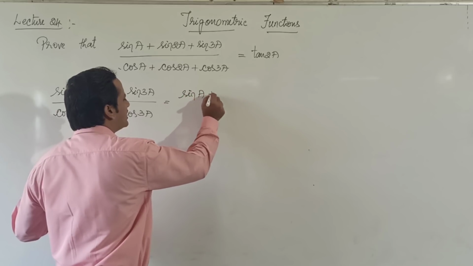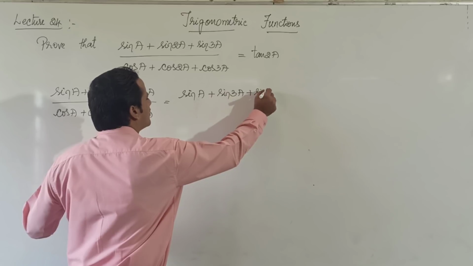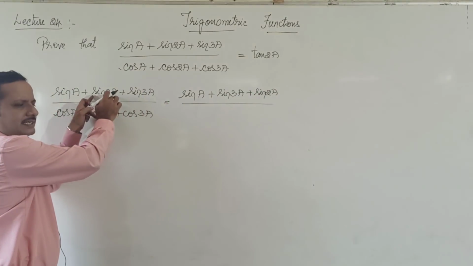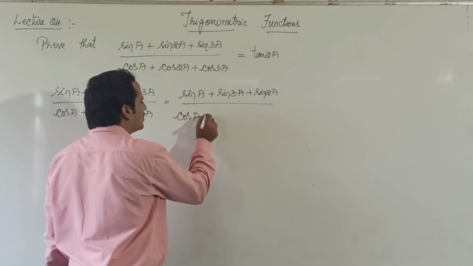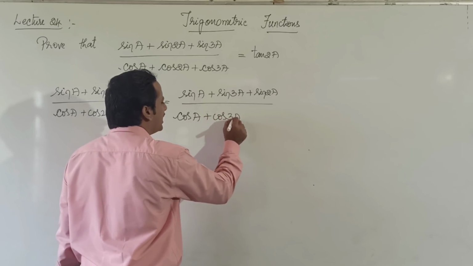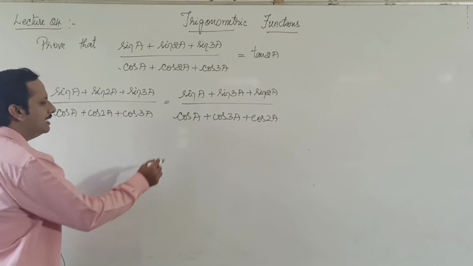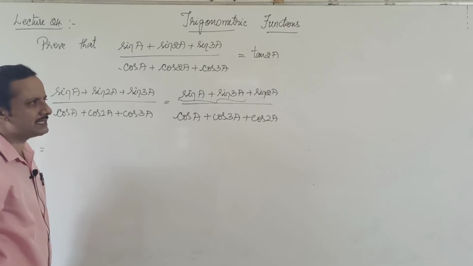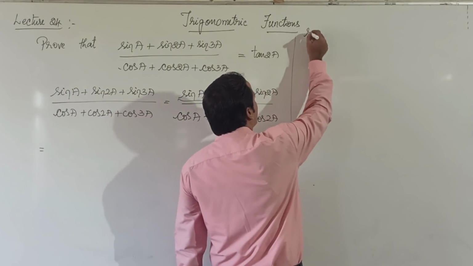Sin A + sin 3A + sin 2A. So I have taken sin 3A here and sin 2A here. Similarly, in the denominator also, cos A + cos 3A + cos 2A. Now, let us have a look at these two. It's of the form sin C + sin D. Already in the last class we have discussed all those formulas. Let me rewrite it again.